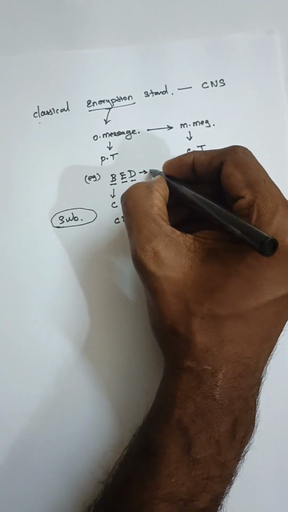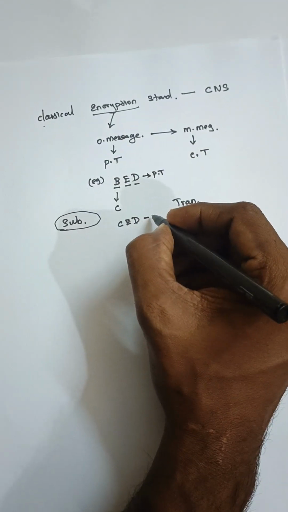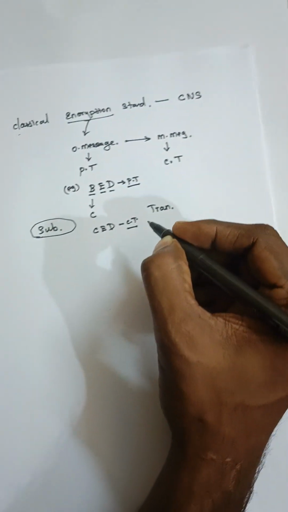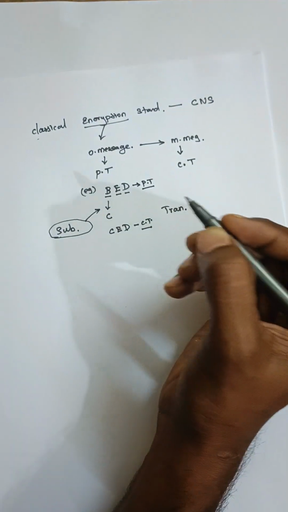So this is called plain text. This is called ciphertext. This is our original message. This is our modified message. This method is called substitution.